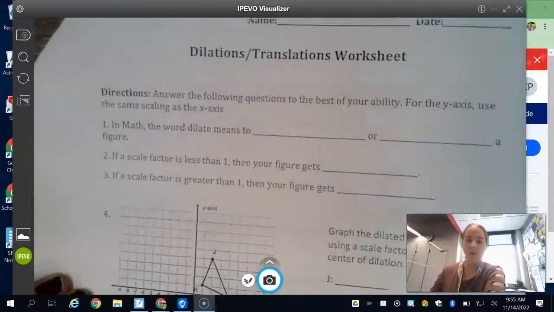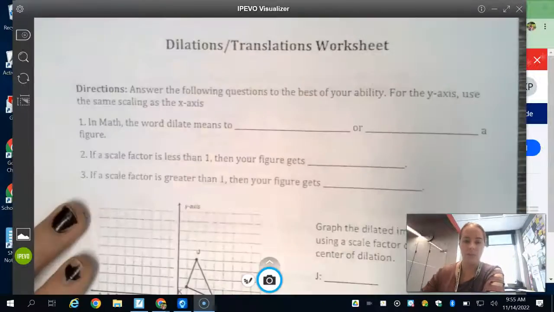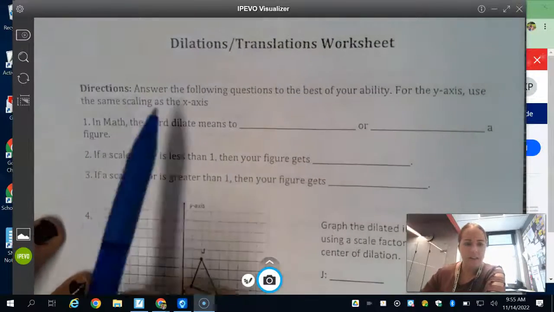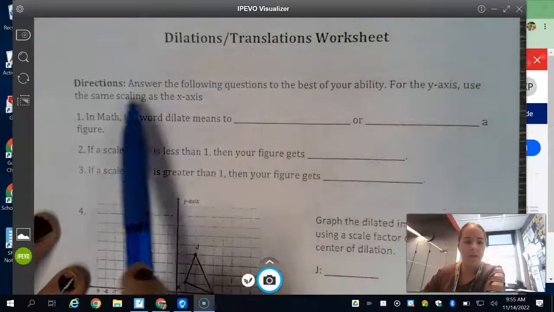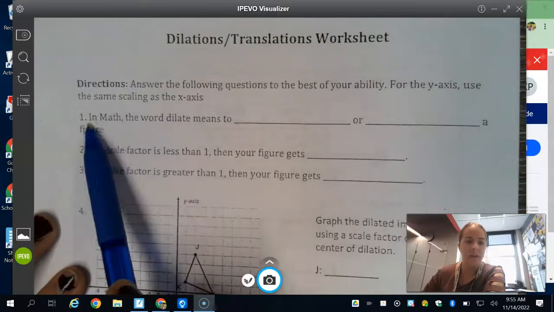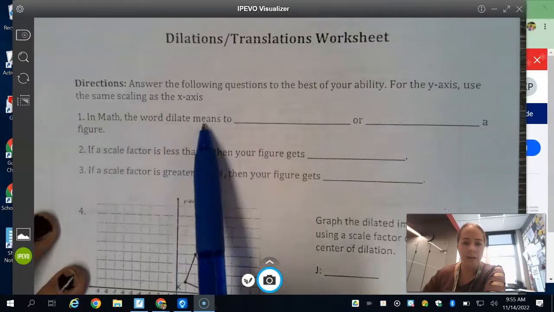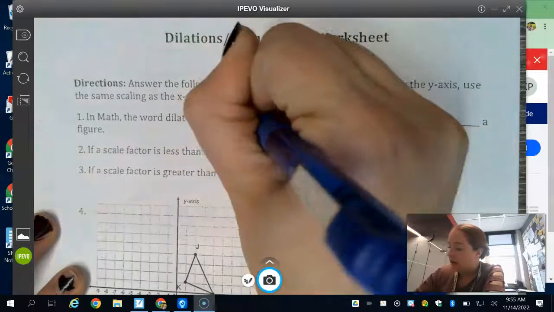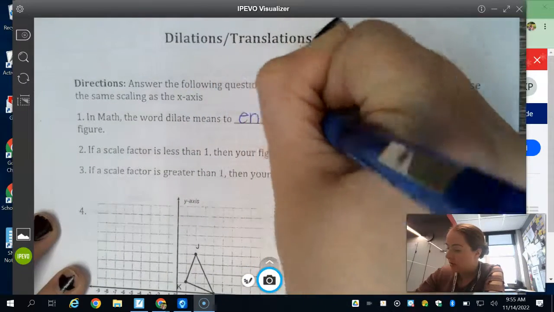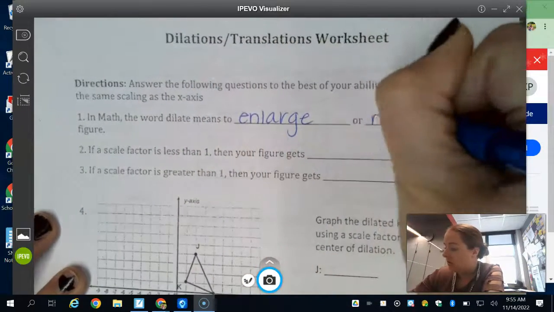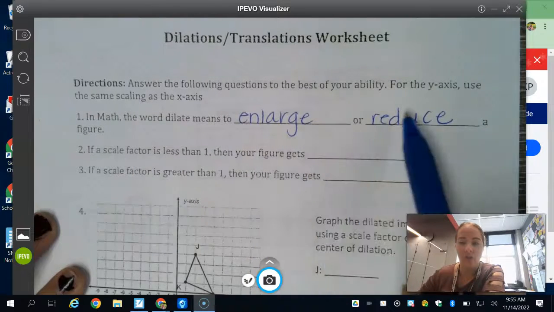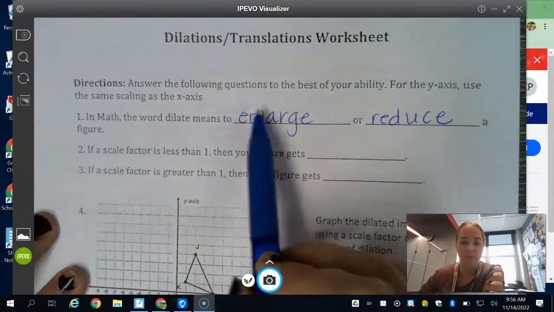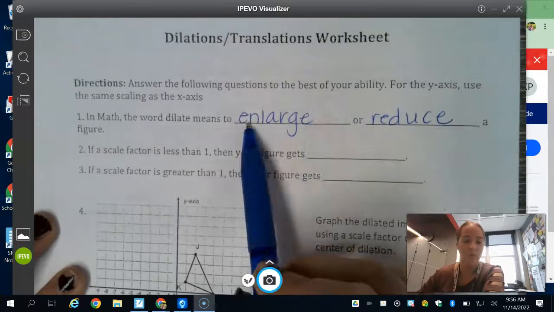Turning to the dilations translations worksheet. It says, answer the following questions to the best of your ability. For the y-axis, use the same scaling as the x. In math, the word dilate means to enlarge or reduce a figure. So you're either making it bigger by enlarging it or making it smaller by reducing it. So make sure you filled in those two.